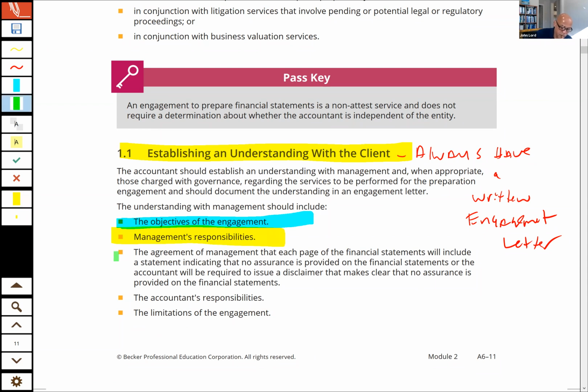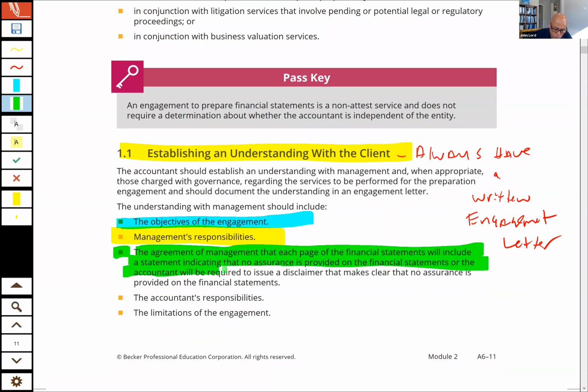Now, this part of the engagement letter for a preparation is going to be different because of the very different purpose and objective of a preparation versus an audit. There has to be an agreement from management that each page of the financial statements will include a statement indicating that no assurance is provided on the financial statements, or the accountant will be required to issue a disclaimer that makes it clear that no assurance is provided.